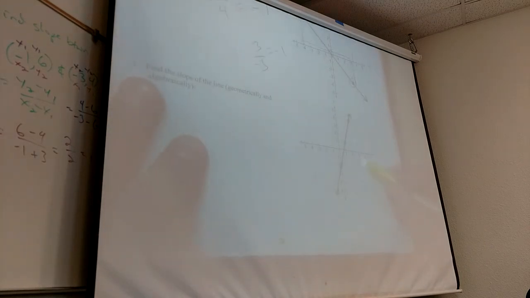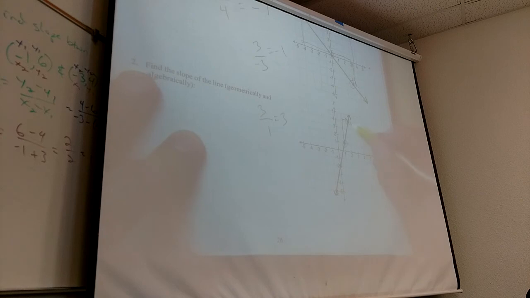So geometrically, again, it doesn't matter which points you choose. If I choose these two, I have to go up 1, 2, 3. I have to go over 1. And I can tell it's positive. Don't give me a negative number when it's going up. That should be a red flag to you, right? No, it's up. It's good. So no matter what points you picked, you should have gotten 3.